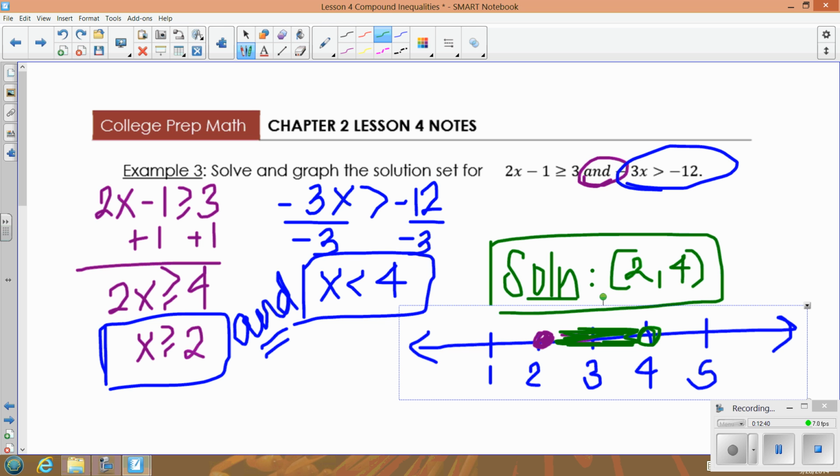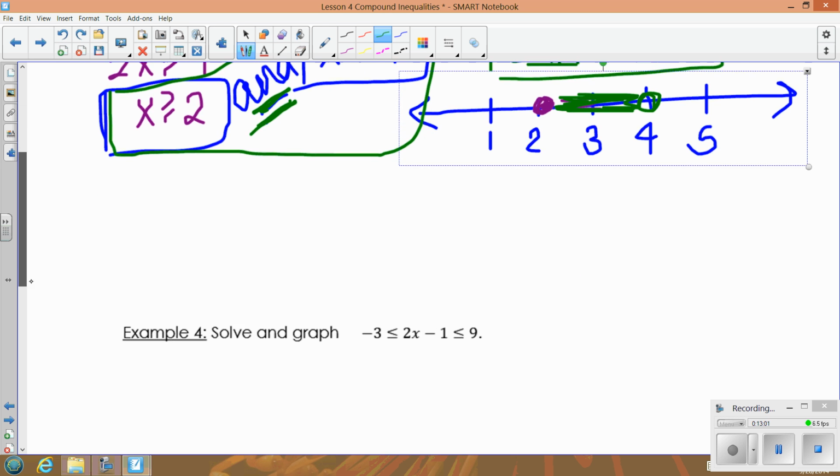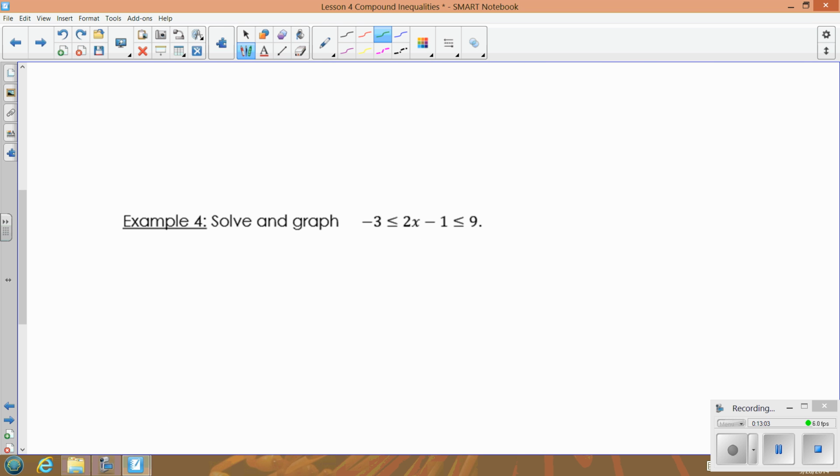If you leave your solution like this over on the side with the inequalities, you have to include the word and in between them because you are saying that where these are both true. Or you just do it in interval notation with the 2 going to 4. All right, a couple more on this example here.